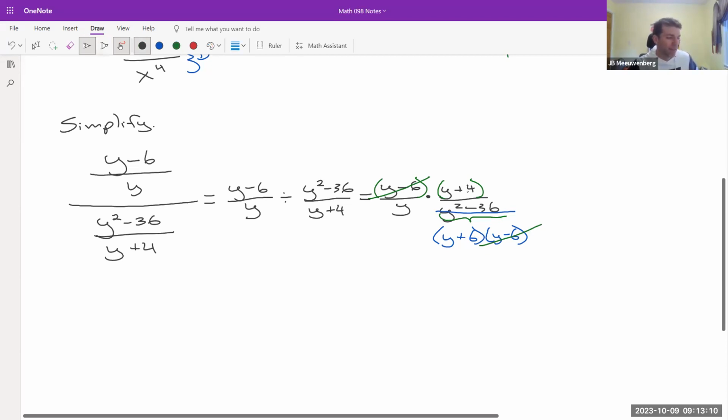Let's see what we have now. If we put it all back together and see if we're done, I see that our numerator is y plus 4. And in the denominator, we have a y times a y plus 6. So is anything able to cancel there? Are we able to cancel y and y? No, because we can't cancel part of a binomial. So that is it. That is what complex fractions are. They're really just a fancier division problem.